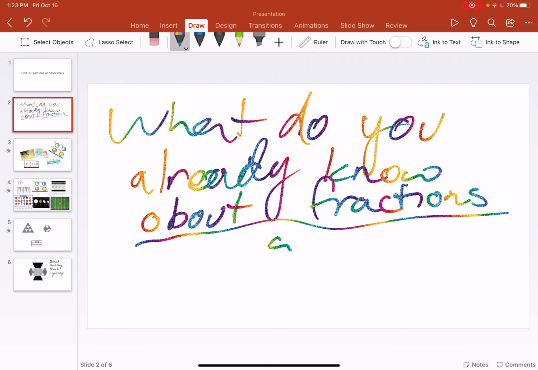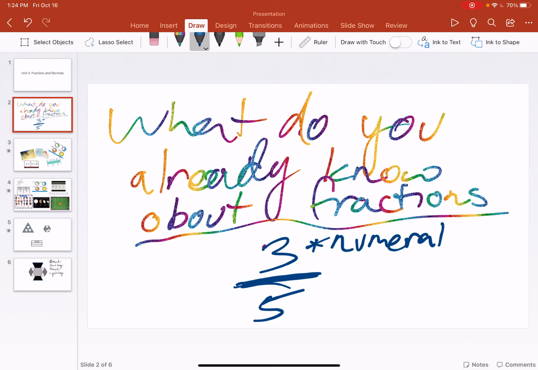If I have a fraction, right? This is 3 on the top and 5 on the bottom divided by that line in the middle. So this top number is called the numerator, if you remember, and this bottom number is called the denominator. So we're looking at the numerator and the denominator, and what do those mean?